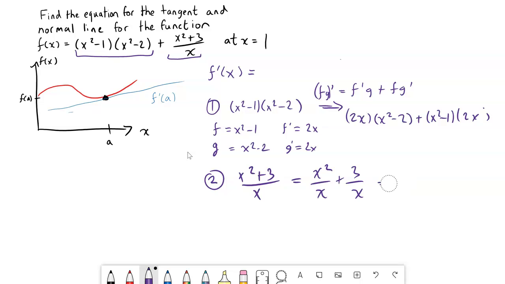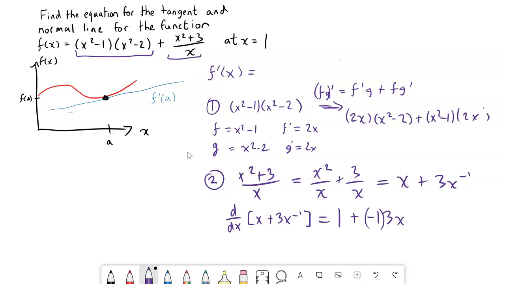Let me just further simplify. This is x, and then let's write it like this. Maybe this might be better. So now what's the derivative of that, right? The derivative of x plus 3x to the minus 1. We have to use the power rule. That's just 1 plus, and then you bring down the minus 1, so negative 1 times 3x, and then negative 1 minus 1, subtract 1, you get minus 2. In other words, it's just 1 minus 3 over x squared, right?